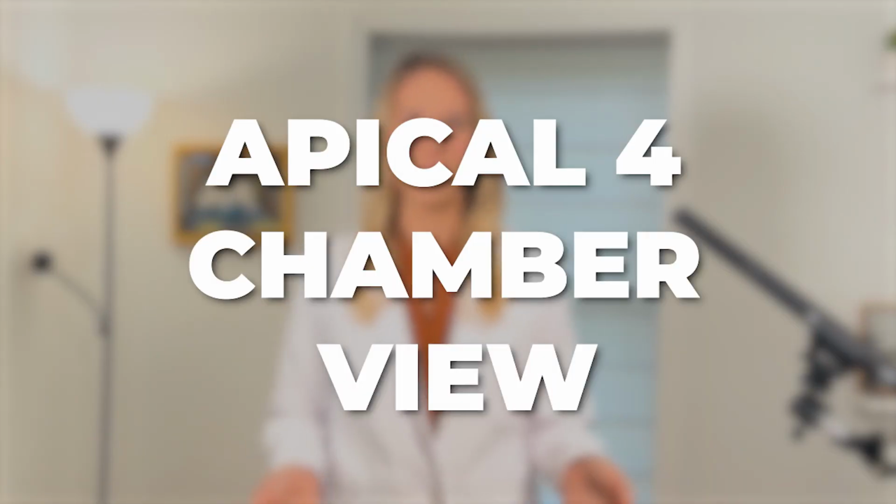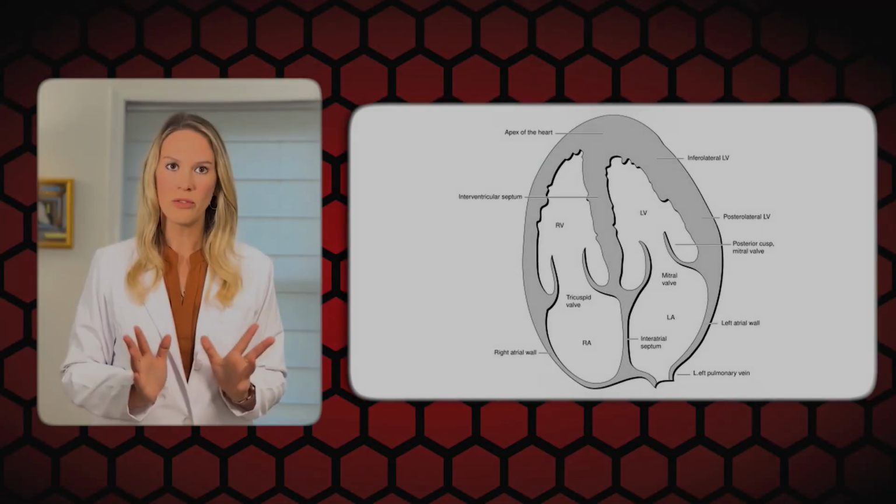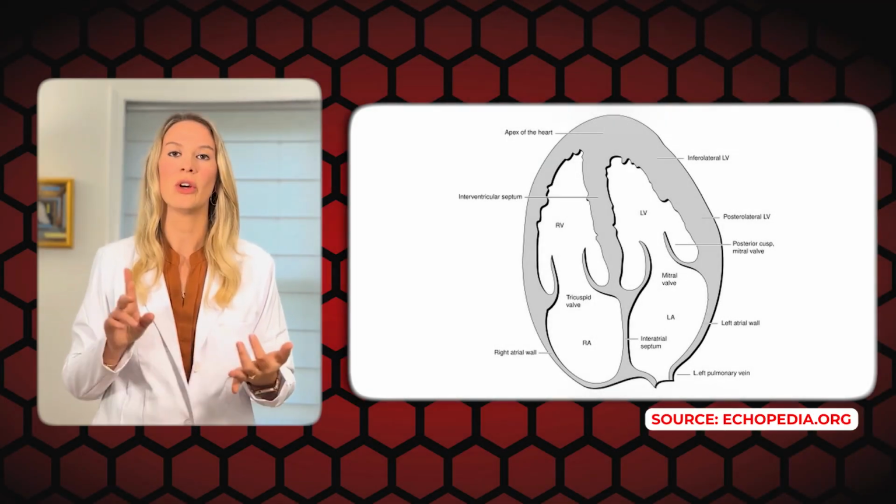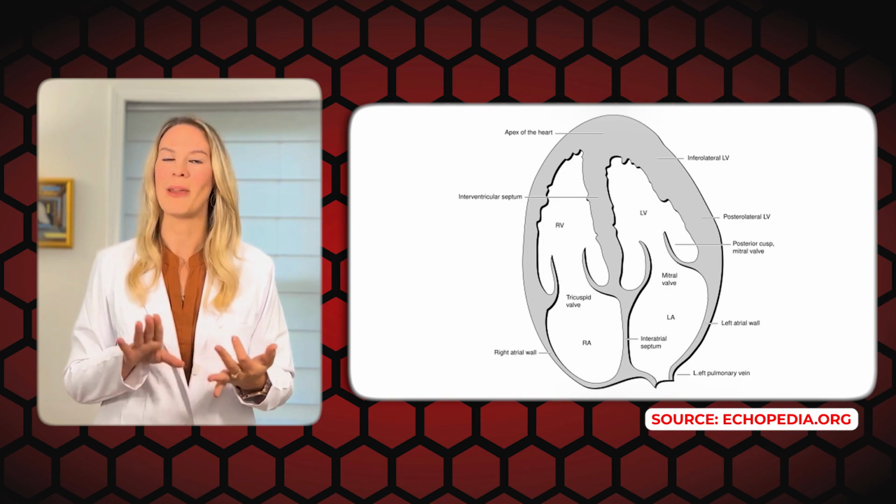The apical four-chamber view is like looking down on the heart from above. So you're going to be able to see all four chambers. You'll see the left ventricle, the right ventricle, the left atrium, and the right atrium. You're also going to see the mitral valve and the tricuspid valve. Now you can adjust from the apical four-chamber view to a three-chamber view and a five-chamber view to get other views.